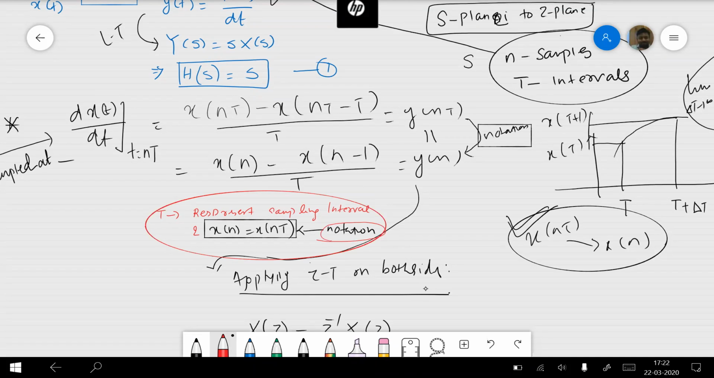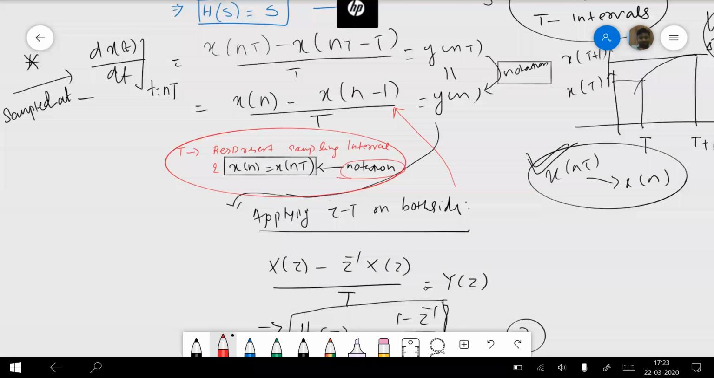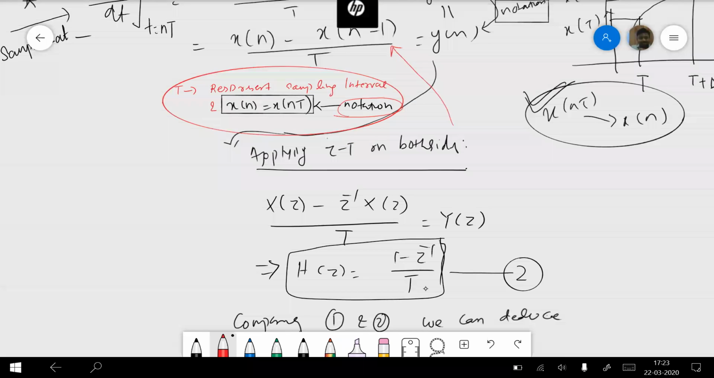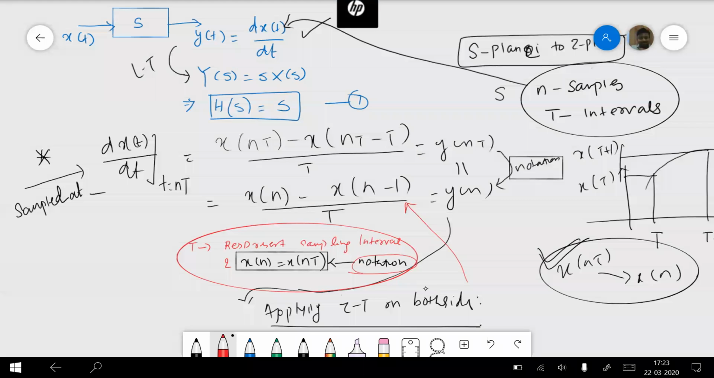Now if I apply Z transform on this particular equation, what I am going to get is that x of n will be x of z minus z inverse x of z, that is my time shifting property, divided by t, which is going to be equal to y of z. So H of z is equal to 1 minus z inverse divided by t, right? This one we have given equation number 1, that is H of s. This is equation number 1.